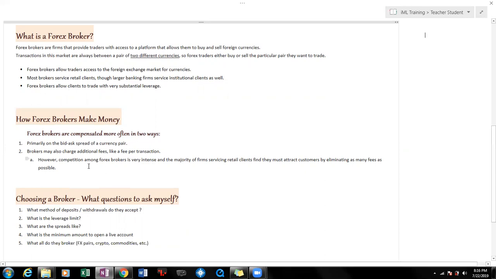So when you choose a broker, there are some questions you want to ask yourself, and I listed five of them only. What methods of deposit and withdrawal do they accept? What is the leverage limit? Very important. What are the spreads like? Very important. What is the minimum amount to open a live account? And also, what do they allow us to trade? What pairs? Do they allow us to trade crypto, commodities? If you do binary, you want to know what the broker is offering you. These are the biggest things you have to pay attention to.